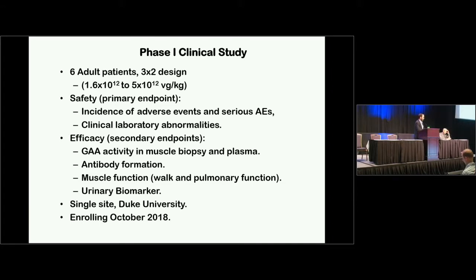So bioactivity in terms of GA activity in a muscle biopsy performed at baseline and then after vector administration. GA activity in plasma. We wouldn't see elevated GA activity in plasma from ERT that will continue through the trial because of the short half-life of enzyme in blood. Then muscle function testing, a urinary biomarker. And this is a single site study to initiate this fall at Duke University.